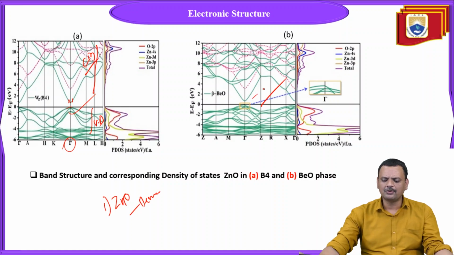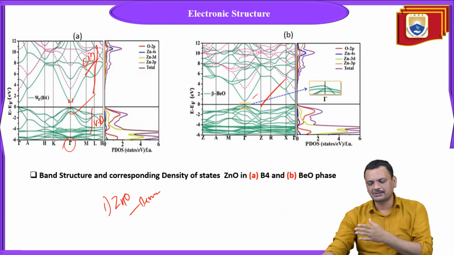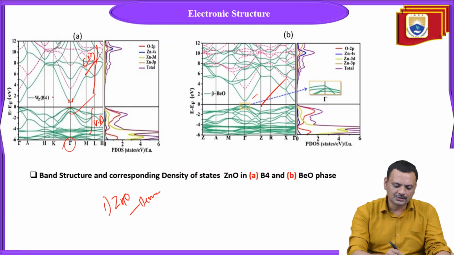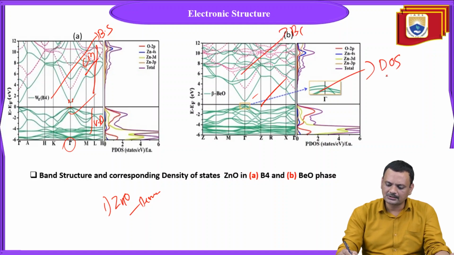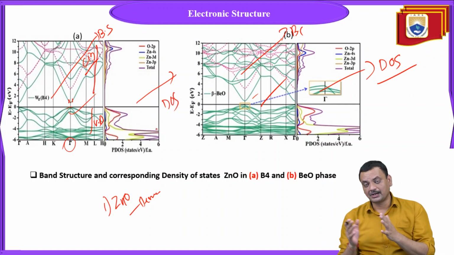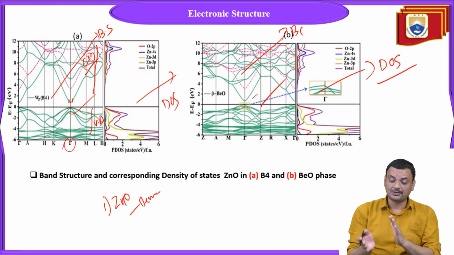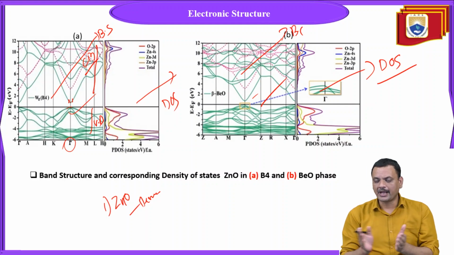Here in beta BeO also we calculated the band structure and the corresponding density of states. This is the band structure plot, BS. This is also BS, and this is the corresponding DOS, density of states. I already discussed what the density of states is, and how the density of states varies when you go from bulk to the nano counterpart for the same material.